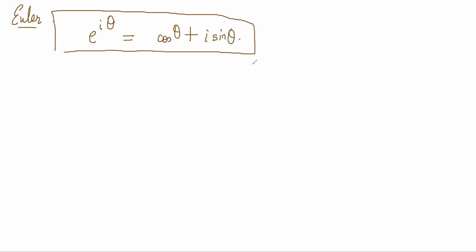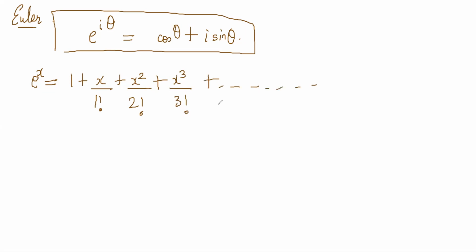Okay, so the way it comes is, e power x can be thought of as this particular series, 1 plus x by 1 factorial. Factorial, have you ever heard of it? Yeah, sir. Okay. x square by 2 factorial plus x cube by 3 factorial plus so on. Okay. So we use this to prove the logarithm series.